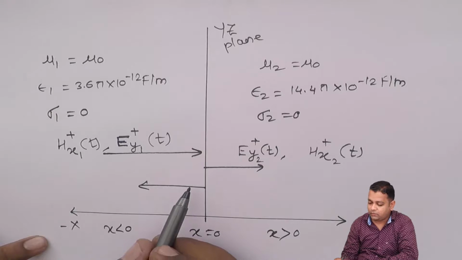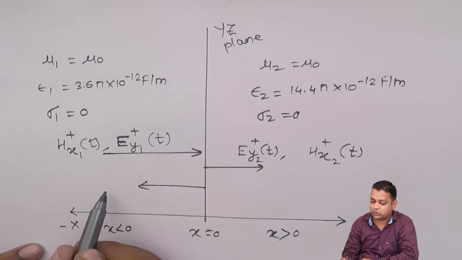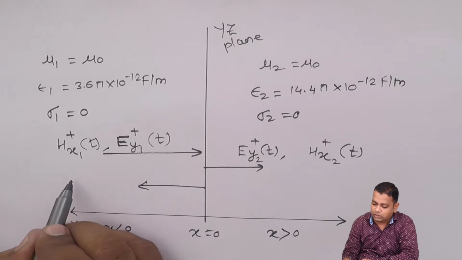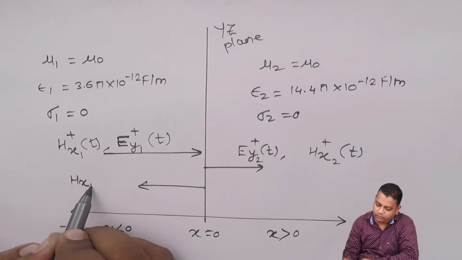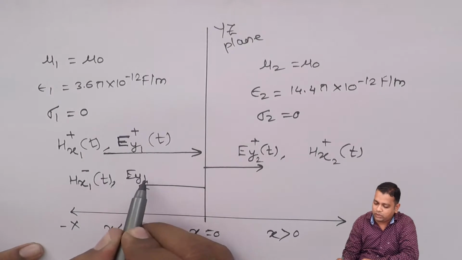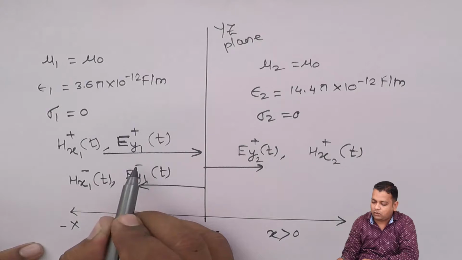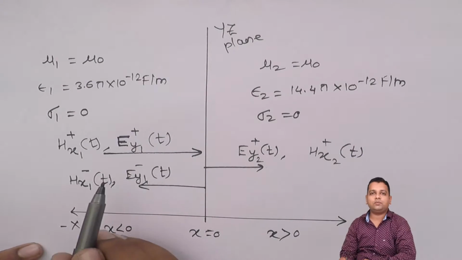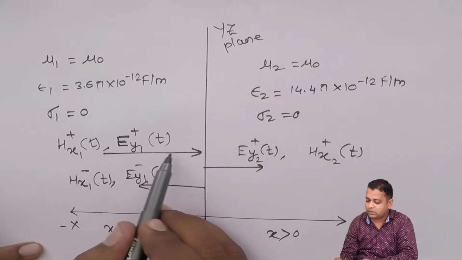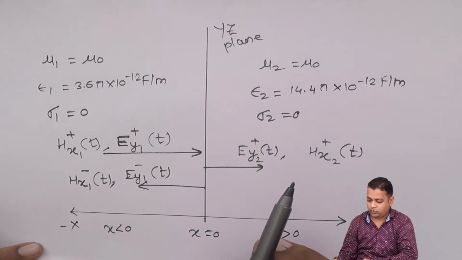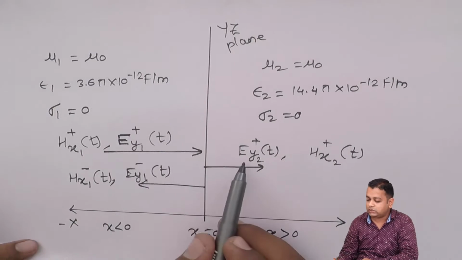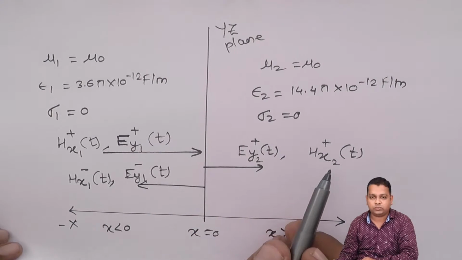Now the reflected wave has a reverse direction, so instead of the positive signs over their head, we show negative signs. So Hx in medium 1 will have a negative sign over its head, and Ey1 will have a negative sign. So the negative sign represents the reflected wave, and the positive sign represents either the incident wave or the transmitted wave. To distinguish between them, if the suffix is 1, it is the incident wave, and if the suffix is 2, it is the transmitted wave.